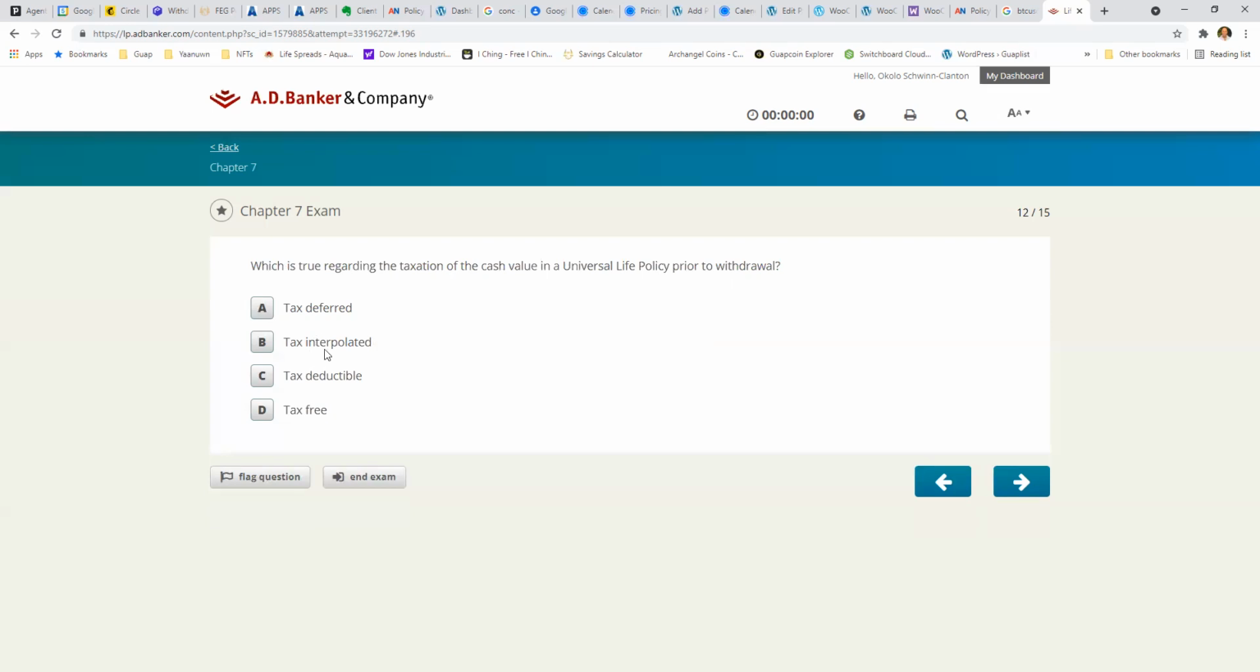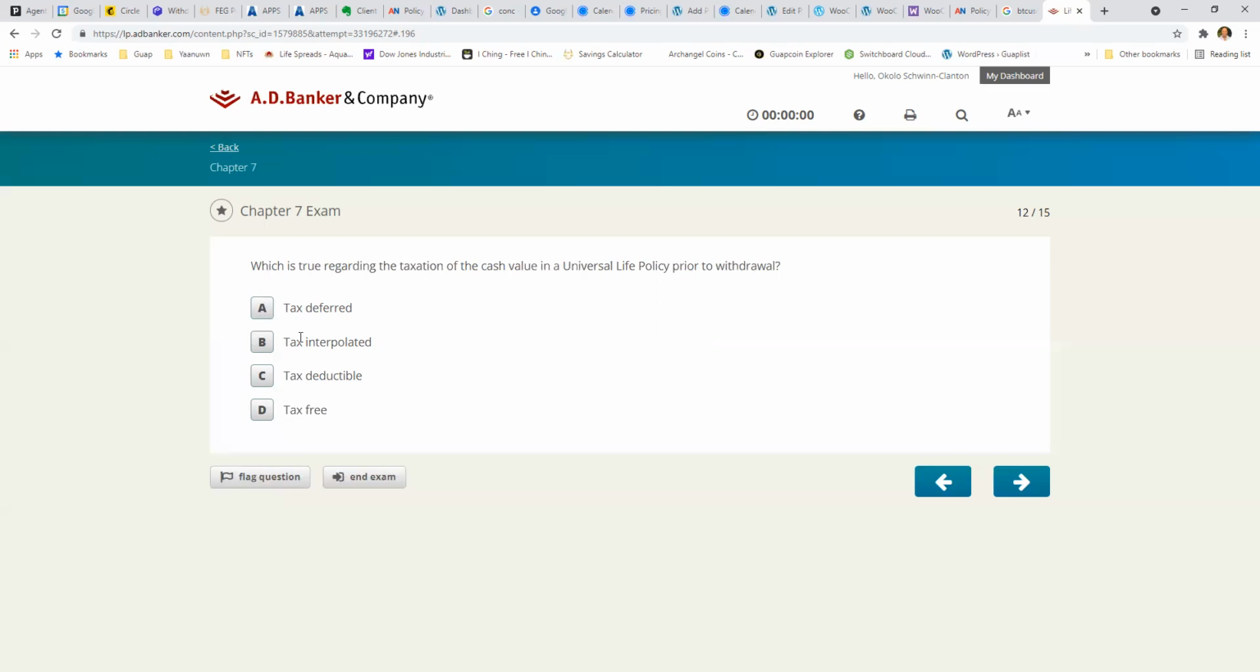Which is regarding the taxation of the cash value in a universal life policy prior to withdrawal. Tax deferred, tax interpolated, tax deductible, tax free. So we actually had this one last week. Does anyone remember it? Yeah, tax deferred. We've heard that. So it's tax deferred.